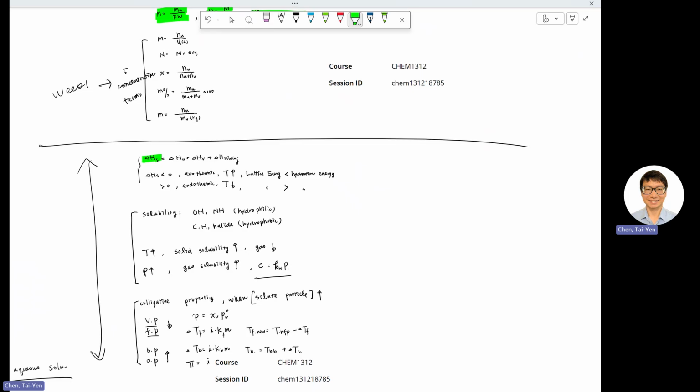Now let's say we've broken apart the solute and solvent. Now we're talking about the mixing. Every time we talk about things being mixed together, that means these two things need to interact. So what happens when you have favorable interactions?